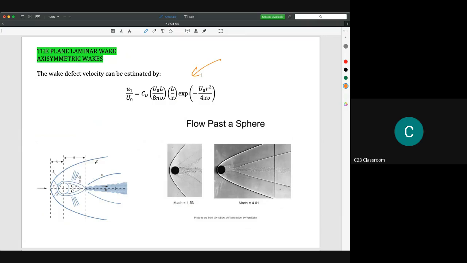This wake actually occurs if we have a sphere or something like that. We imagine it can be a wake like this, and this is the experimental evidence. This is at Mach number 1.53, and this is at Mach number 4.01. It is incompressible flow actually, but I just wanted to show you the evidence of a wake.